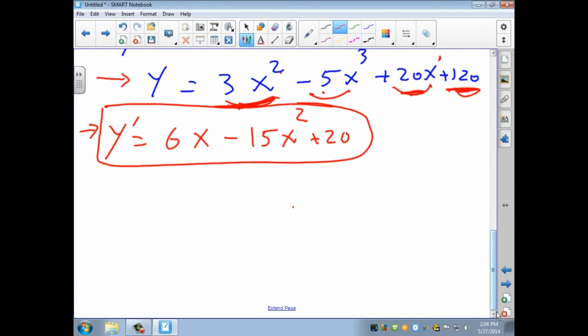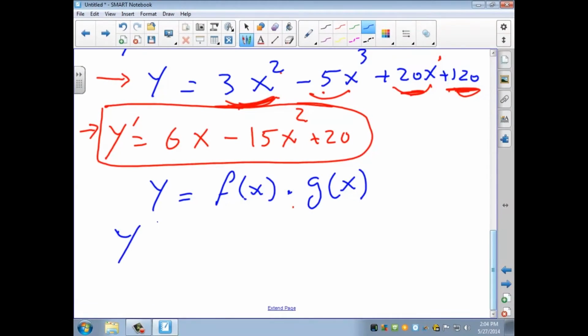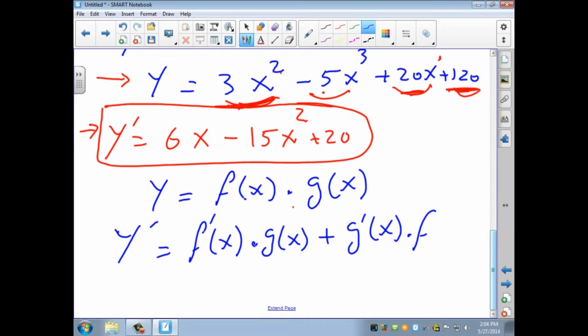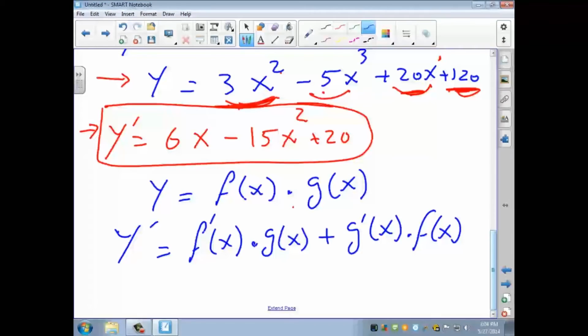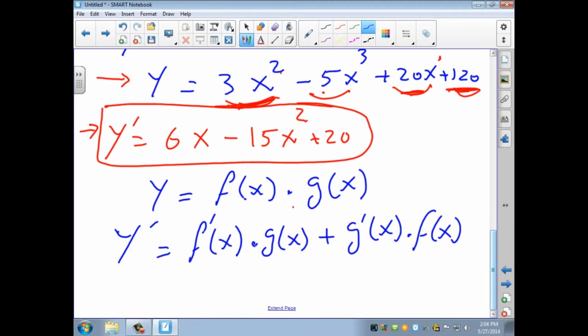If you have two functions multiplying by each other, so y is equal to some f of x multiplied by some g of x, then y prime would be equal to f prime of x times g of x plus g prime of x times f of x, which basically means derivative of the first function multiplied by the second function plus derivative of the second function multiplied by the first function.